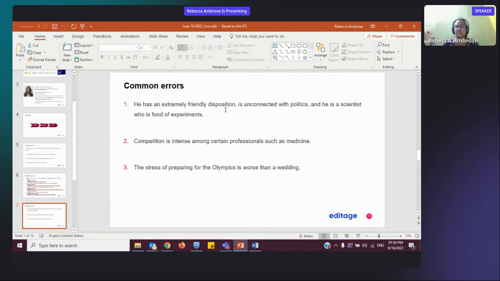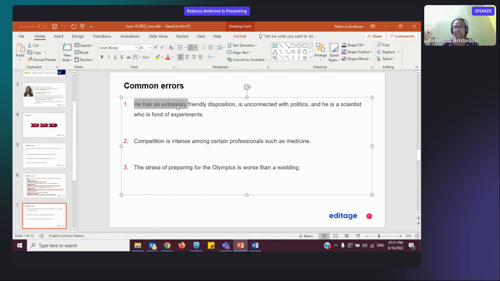So he has an extremely friendly disposition, is unconnected to politics, and he is a scientist who is fond of experiments. The problem here is that he has, is, and he is. All three components are very non-parallel. So we'll have to revise this so there is parallelism in this sentence. Either we can say he has an extremely friendly disposition, he is unconnected with politics, and he is a scientist who is fond of experiments. That way, the he is applicable to all appropriately.